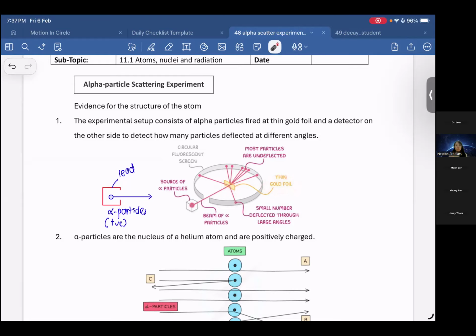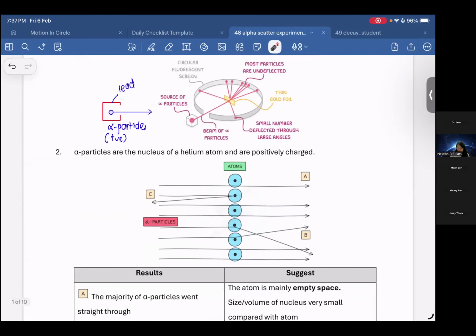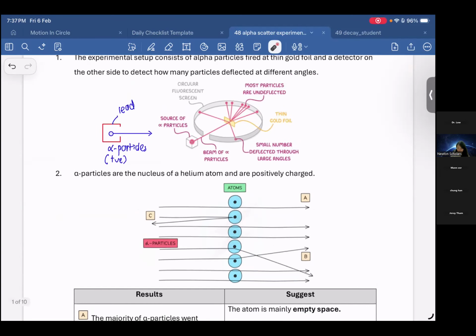Why use gold foil? Gold foil can be made very, very thin, until only one layer of atoms, so we can see the effect. Alpha particles are the nuclei of helium atoms and are positively charged. So we will observe three experimental result observations, and from these three observations, we will make some conclusions.